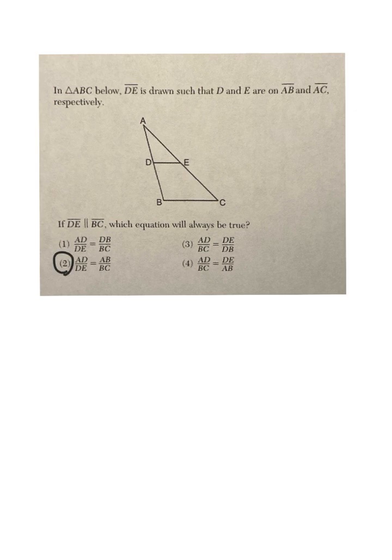Okay, so the answer is choice 2. AD, side on the left, DE, bottom. Okay? And then AB, side on the left, BC, bottom. So left, bottom, left, bottom.